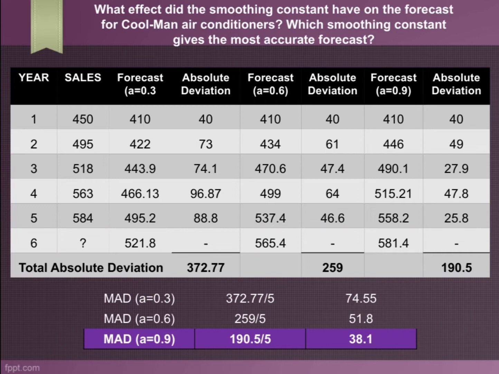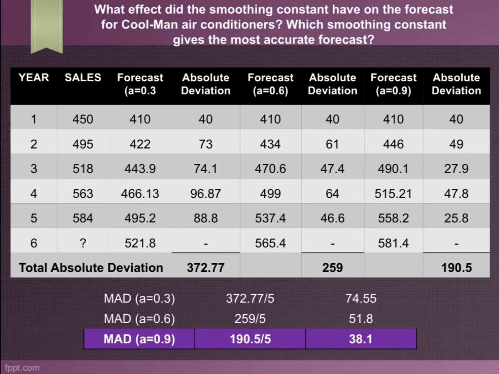So how do we get the absolute deviation for the fourth column? How do we get each of these absolute deviations? Simply deducting the sales by its forecast using alpha 0.3: 450 less 410, that will give us 40, 495 less 422, it will give us 73, so on and so forth. Then add the absolute deviations that we have computed in order to get the total absolute deviation, 372.77. That is the absolute deviation using the alpha 0.3.